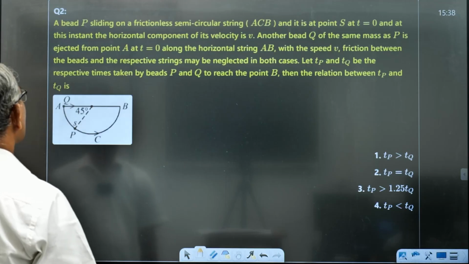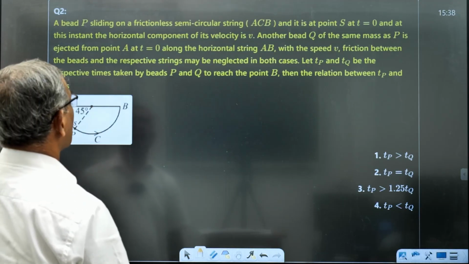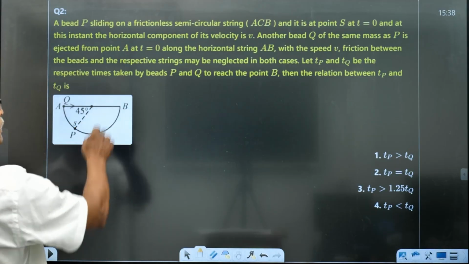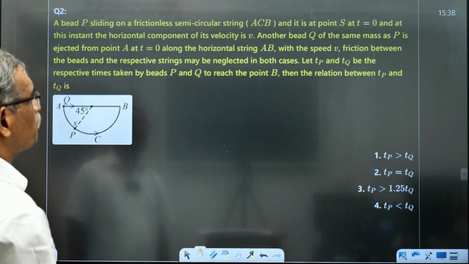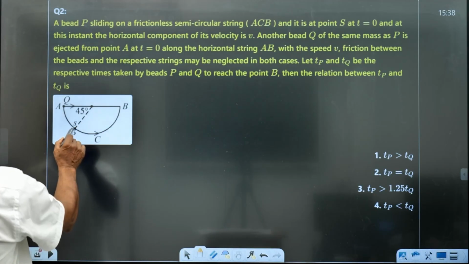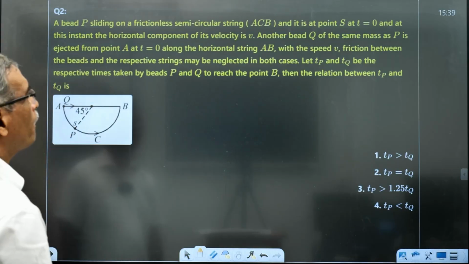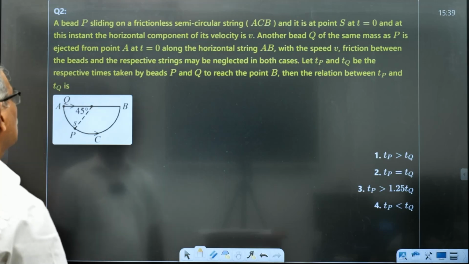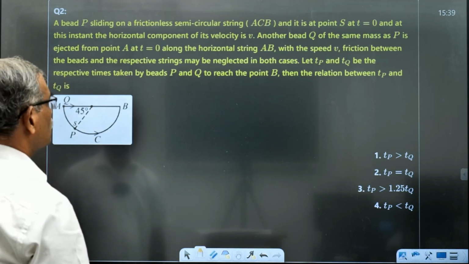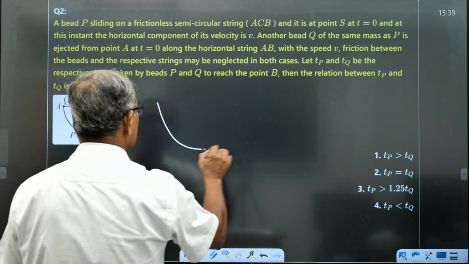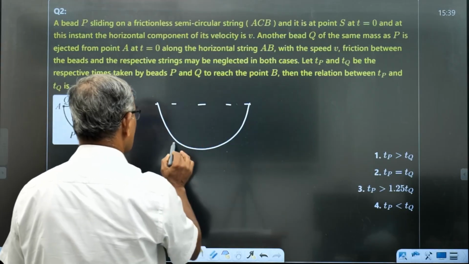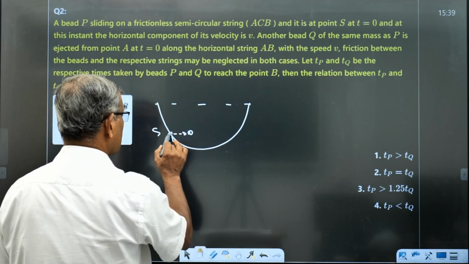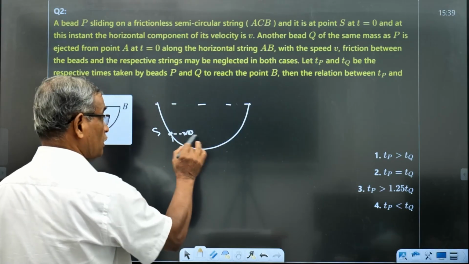Next one. A bead P is sliding on a frictionless semicircular string ACB, and it is at the point S here. It is here at t equal to 0, and at that instant the horizontal component of velocity is v. That means along this, here the horizontal velocity is v.